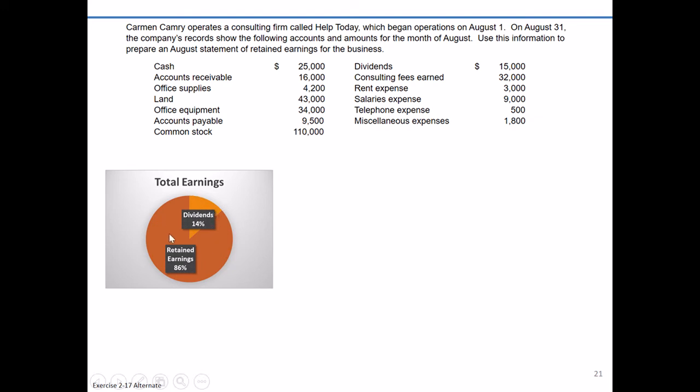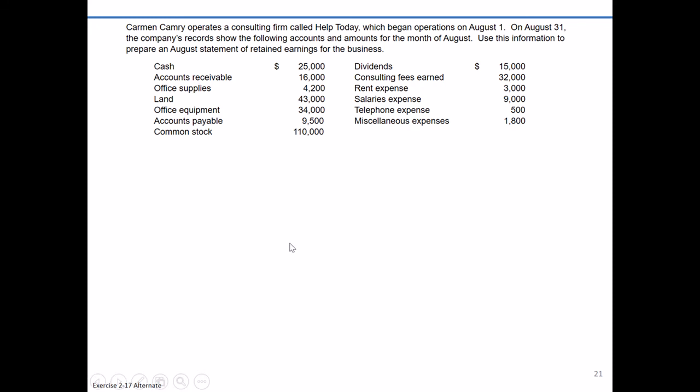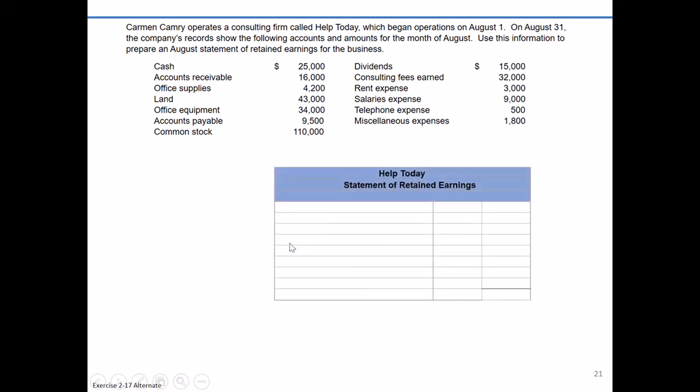And what we're left with, the larger section here, is what we call retained earnings, or how much earnings we retain in our business for future growth and to invest back in assets and other items. In essence, the statement of retained earnings looks at our total earnings and sees how much is retained and how much is distributed to stockholders in the form of dividends. Now let's jump into actually preparing this statement.